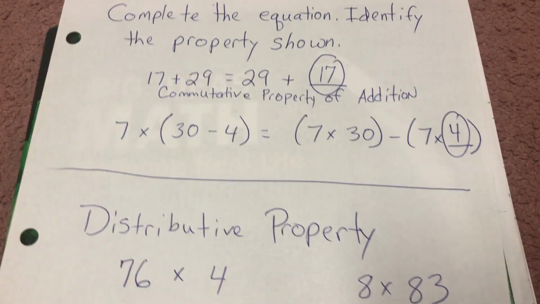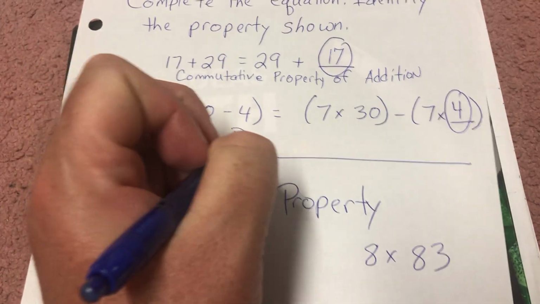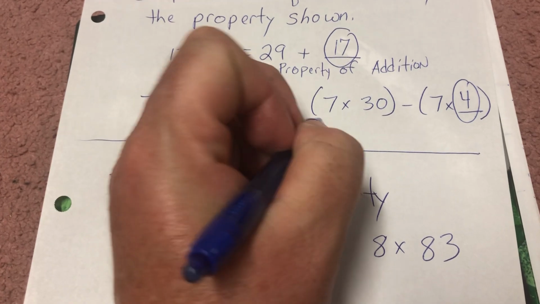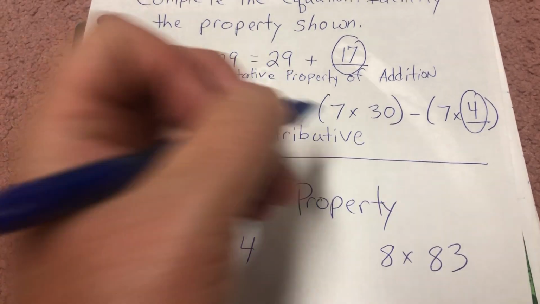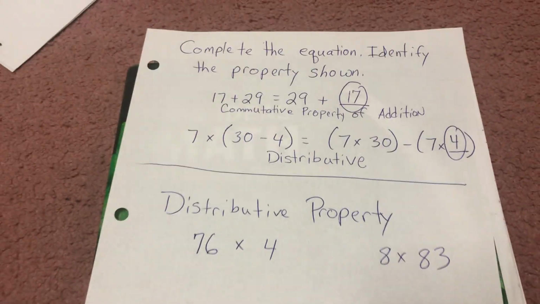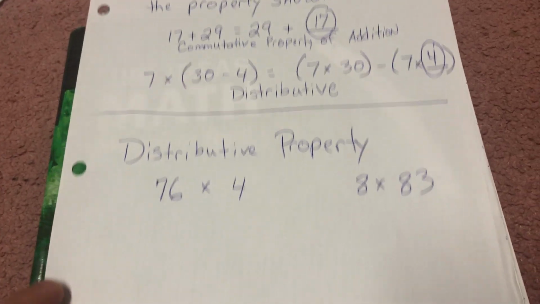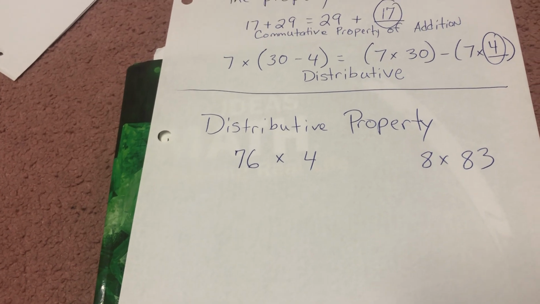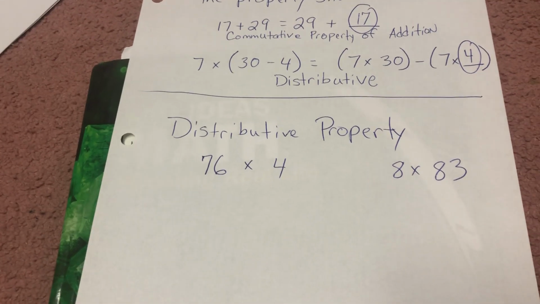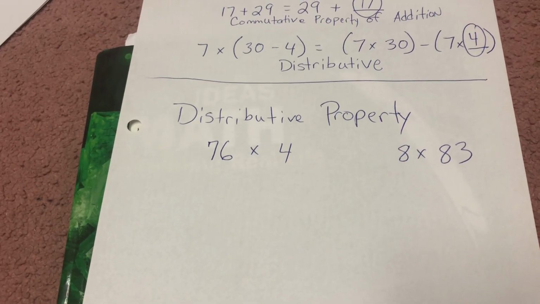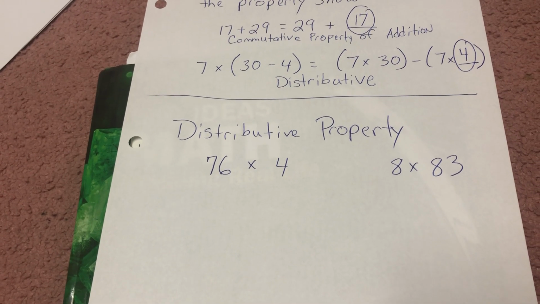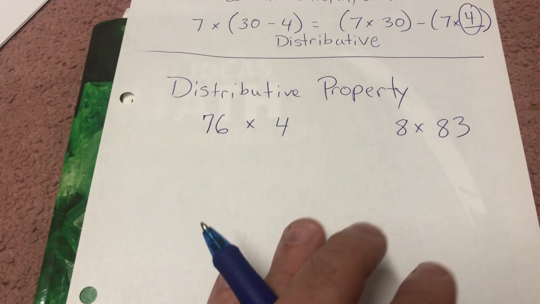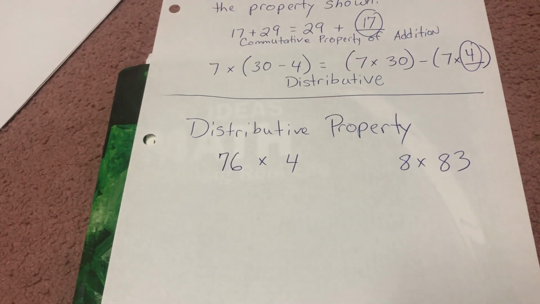Now, once again, what property is this? Well, this is going to be the distributive property, because I'm taking the problem and I'm distributing it out. I'm spreading it out. That's the distributive property. All right, well, let's talk more specifically about the distributive property, because there's going to be one set of directions that tells you to use the distributive property to find the product. And the product is the answer to a multiplication problem.